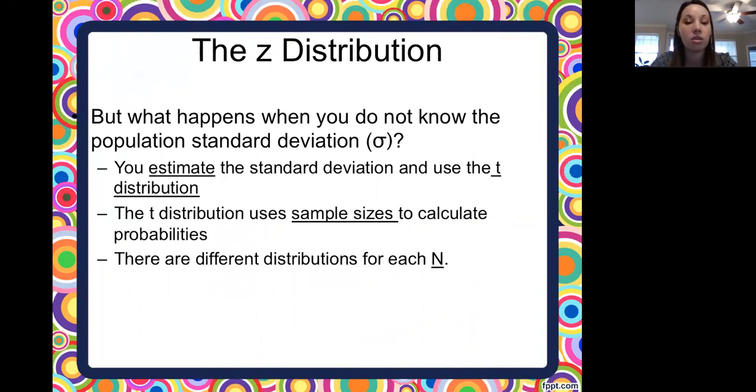The t-distribution, the one that we're using in this chapter, uses sample sizes to calculate probabilities. So our n is going to be very important with this type of test. There are different distributions for each n, or each sample size. The biggest take-home note that I want you all to remember from here is that when we do not have population standard deviation, we use a t-test rather than a z-test.